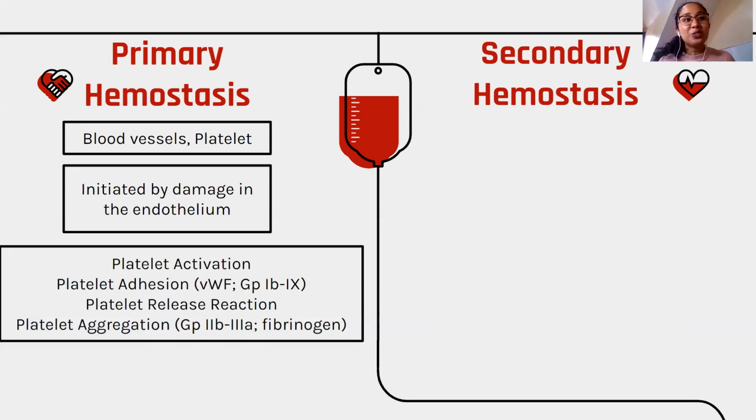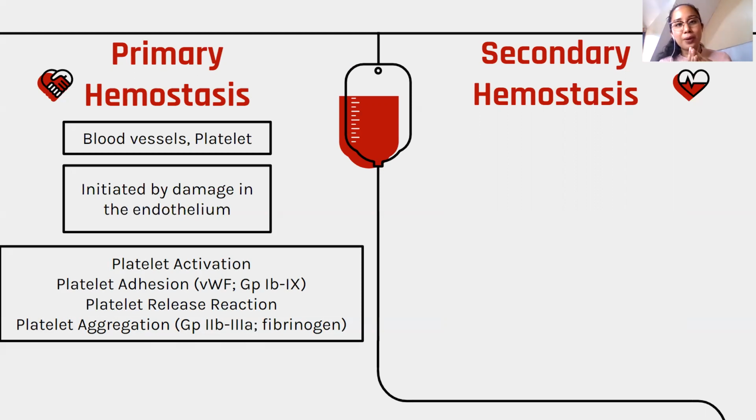Okay? Once many platelets have adhered at the site of injury, next is the platelet release reaction. Your platelets will release different substances that will promote coagulation, or signal other platelets to come to the site of injury. And then platelet aggregation. Once the other platelets are signaled and at the site of injury, they will aggregate, gathering together and forming a platelet plug.